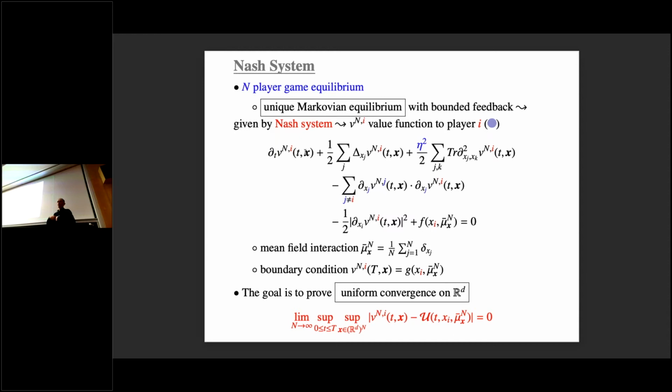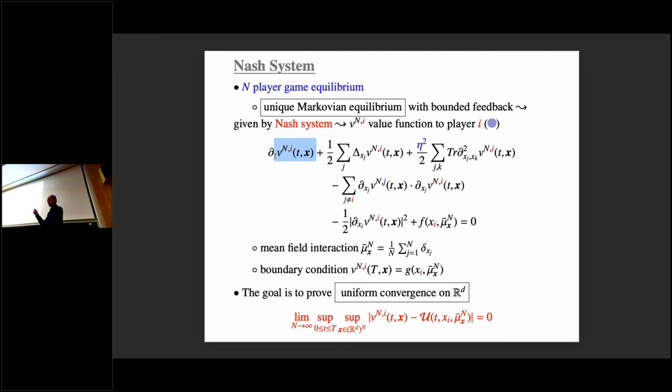So bold X is a tuple of states. This is a collection X^1, ..., X^N. So X^1 is the state of player 1, X^2 is the initial state of player 2, and X^N is the initial state of player N. And so once again, V^{N,i} is the equilibrium cost that I have to pay when I know the initial states of the others, X^1, X^2, ..., X^N.